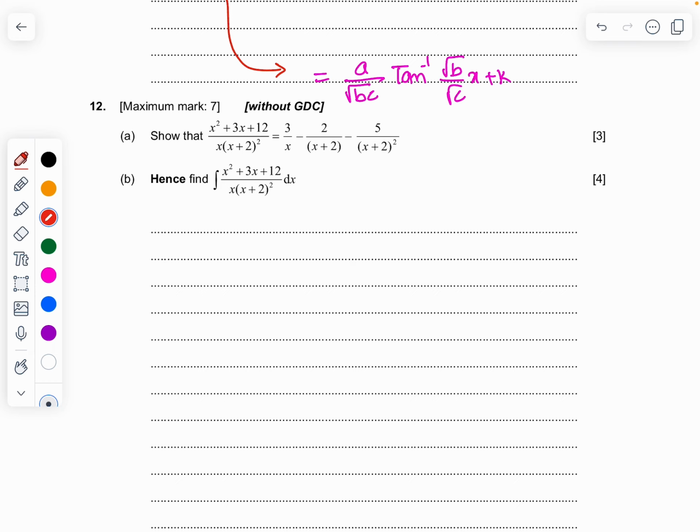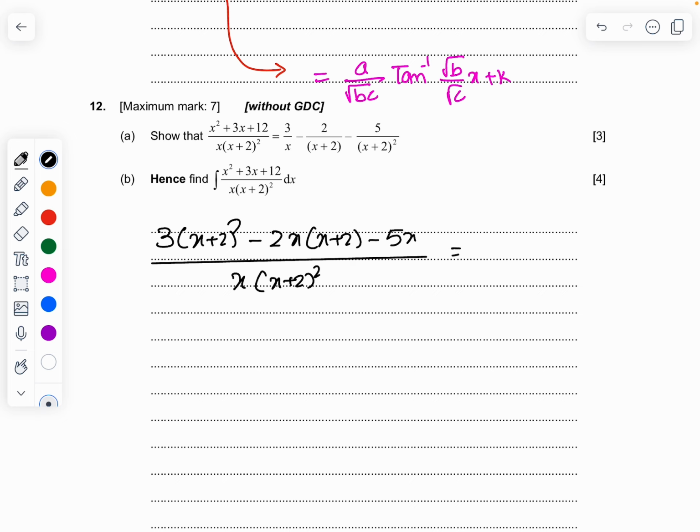Show that this entire left hand side equals the right hand side. So I take the right hand side and make the common denominator. The common denominator is x times (x plus 2) whole squared. So 3 times (x plus 2) whole squared minus 2 times x times (x plus 2) minus 5 times x. So what does it become?